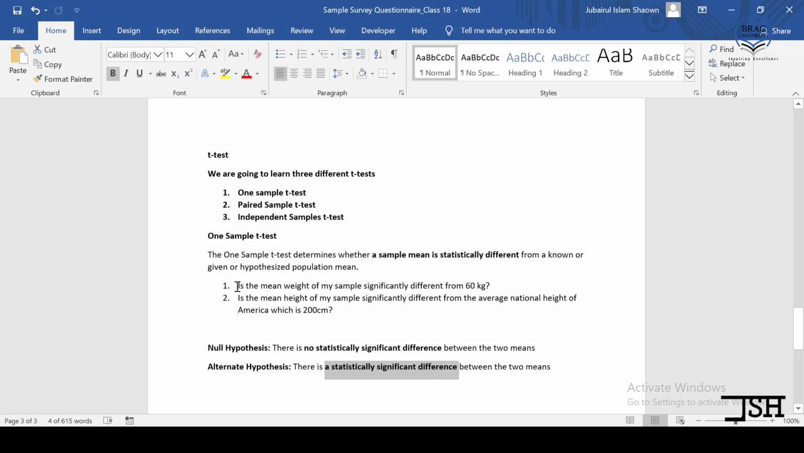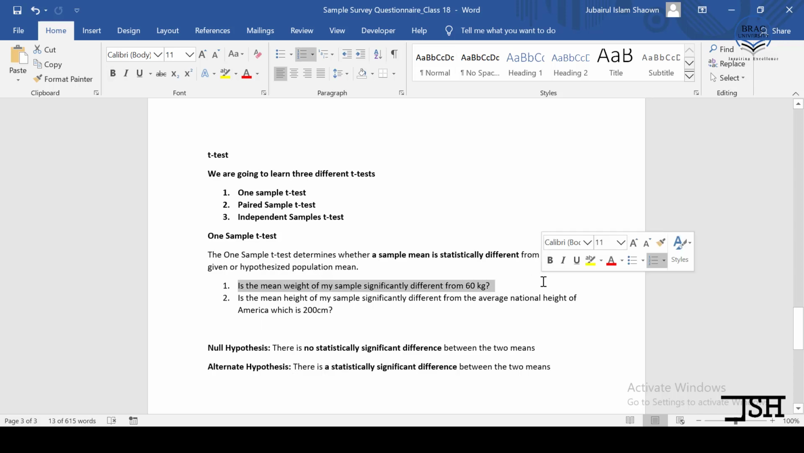Now for question number 1, we have already the result with us, right? So we found out there is a statistically significant difference between our sample mean and the given mean of 60 kg. Now for question number 1, do we accept the null hypothesis or the alternate hypothesis? Can you guess? Yes, definitely. For question number 1, we reject the null hypothesis and accept the alternate one.